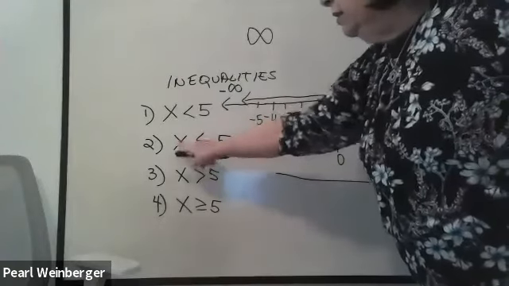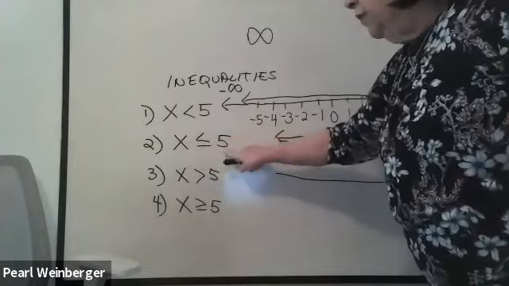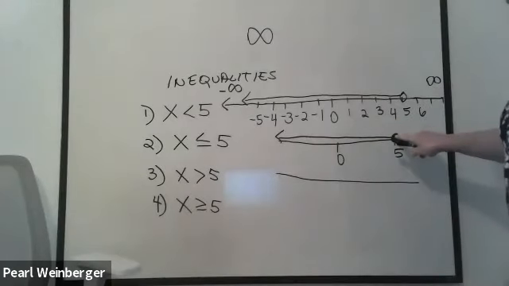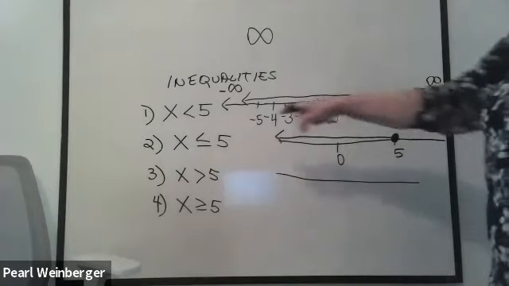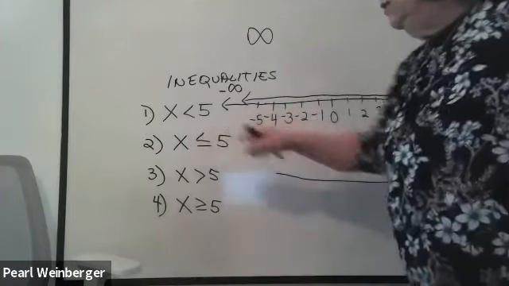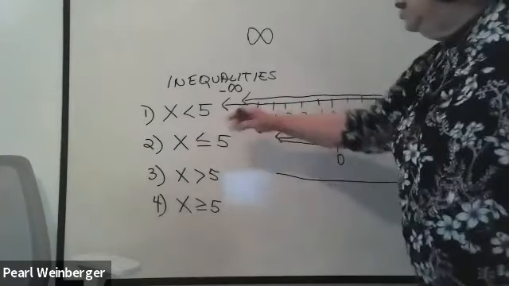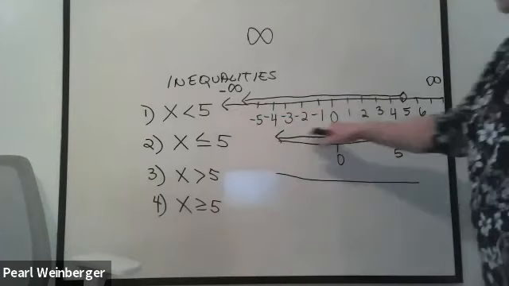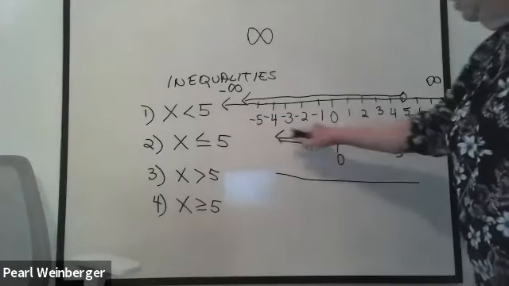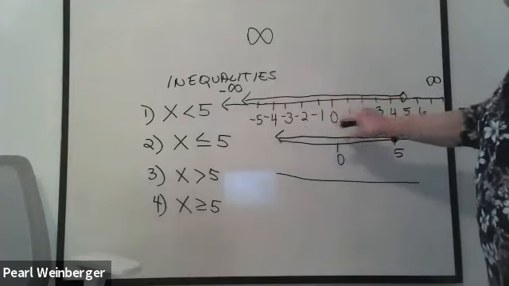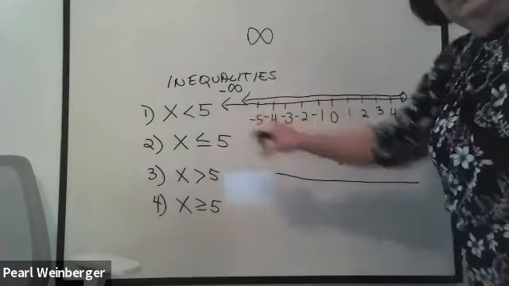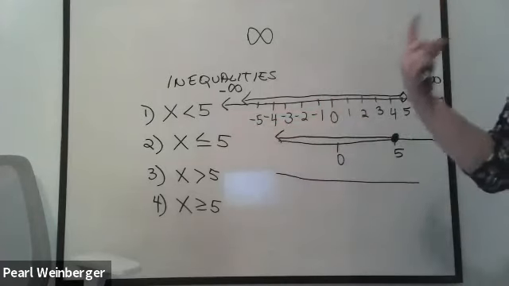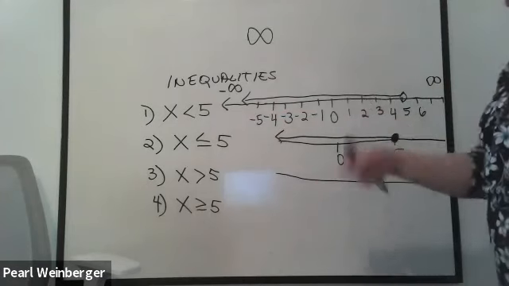This says x is less than or equal to 5. That means you're starting here, here's your 5, it's included in the answer, and anything to the left of it is also included. Any place I see this arrow means that that works for this inequality. There's not just one number that works for an inequality.